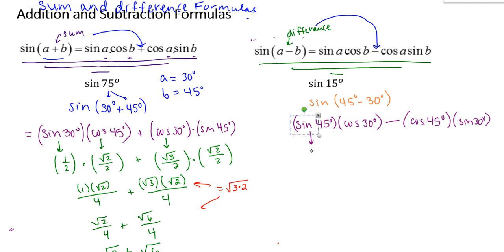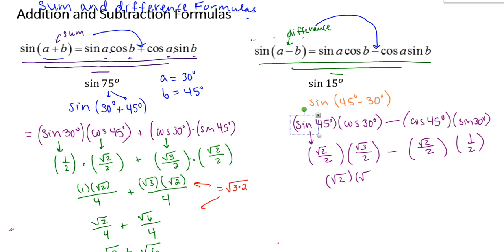Okay, filling in all our values again. This is square root of 2 over 2. This cosine is square root of 3 over 2, minus square root of 2 over 2. Sine of 30 is 1/2. Right. Combining the numerators over the denominators.